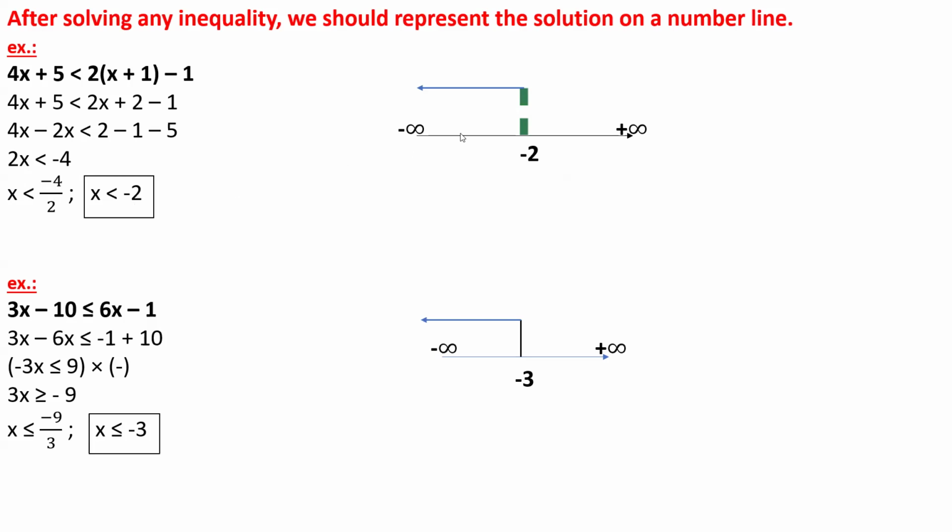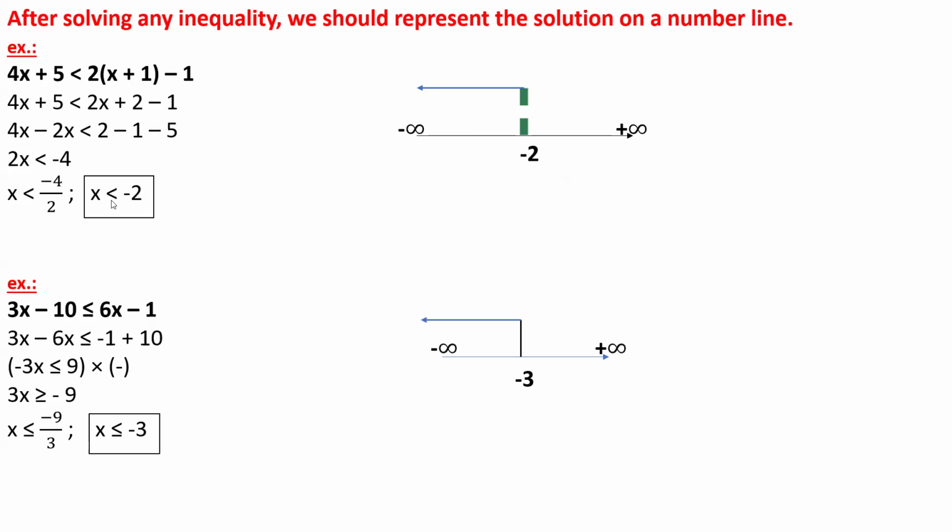So I draw a number line. Always on the number line, to the left, I write minus infinity. To the right, I write plus infinity. What does this mean? Minus infinity means the negative numbers never end, and the positive numbers never end. Now I put my solution in between the negative infinity and the positive infinity. My solution is minus 2.